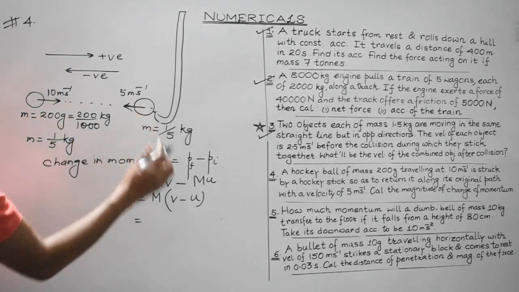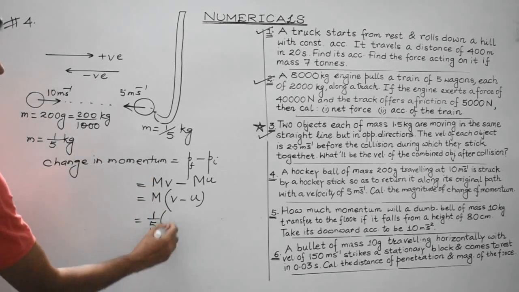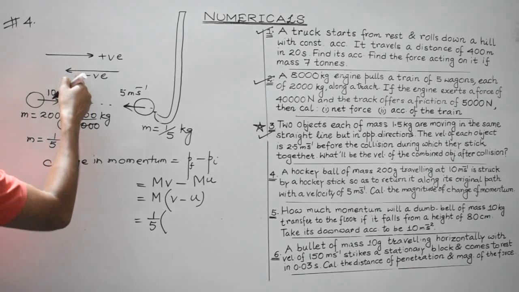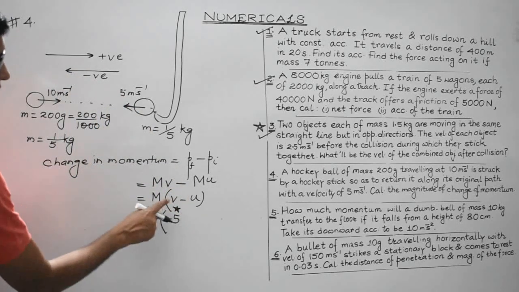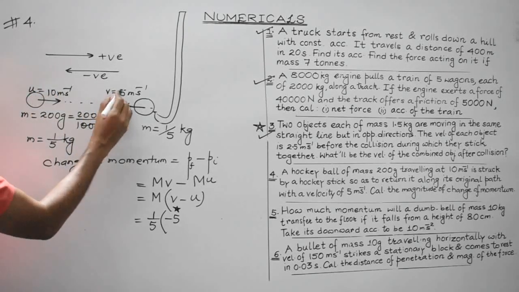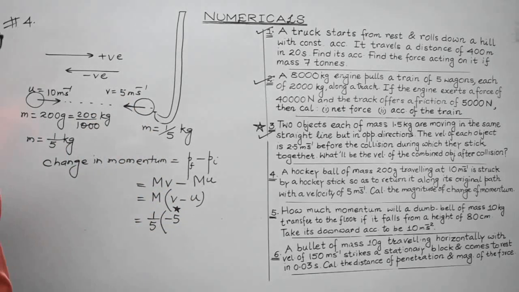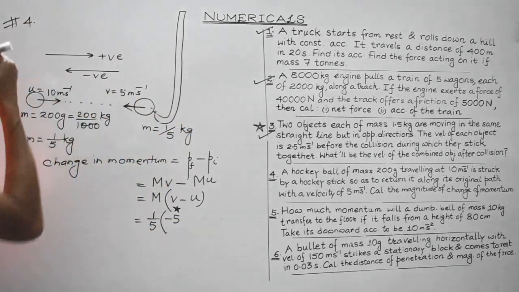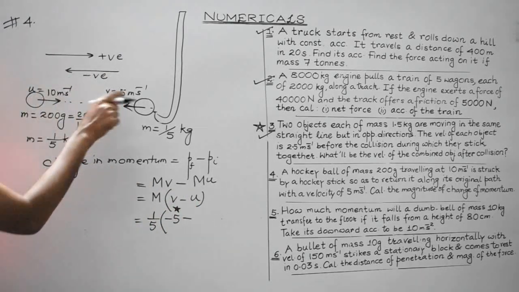So this is the final velocity. Mass is given to be 1 by 5. Final velocity, this direction is considered to be negative, so it will be minus 5. This is a key point, students. In place of V, don't write 5. This is initial velocity, this is final velocity. But here, substituting the value, you are supposed to write V as minus 5, because it is moving in the opposite direction. Minus U, this is considered to be positive, so plus 10.